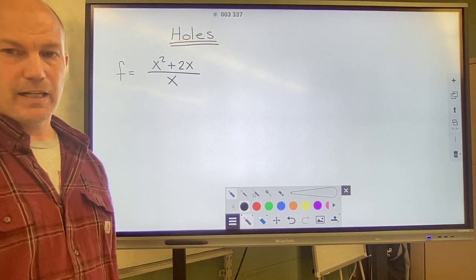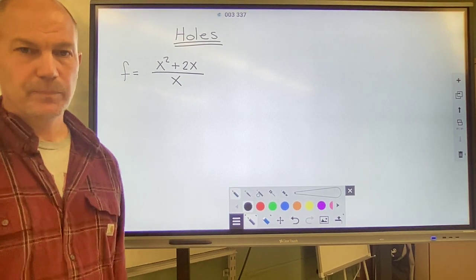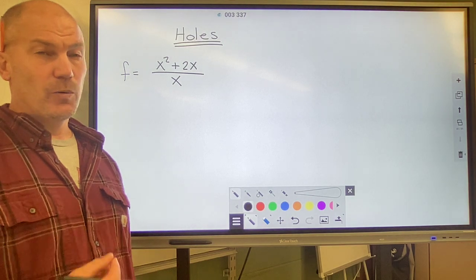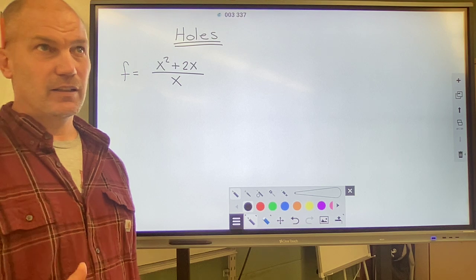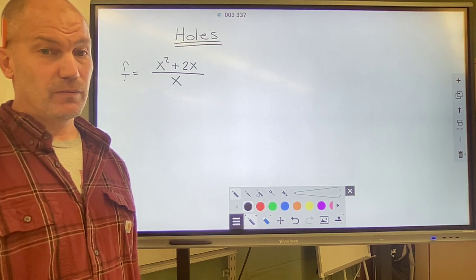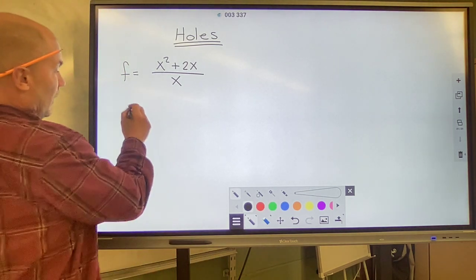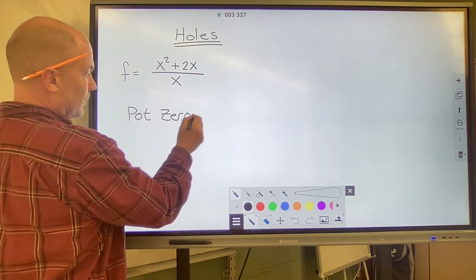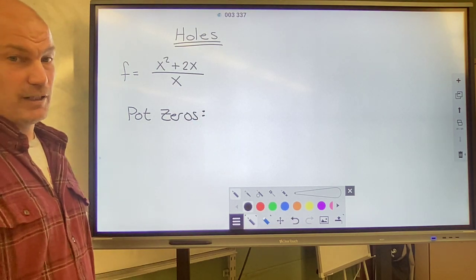So the last big idea we are going to talk about are holes. This is where the numerator and denominator equal 0 at the same time. So when we are solving or trying to find holes, we start off by finding potential zeros and potential vertical asymptotes. So I'm just going to make a note to myself, potential zeros. And from the previous video, we know that this is where the numerator equals 0.